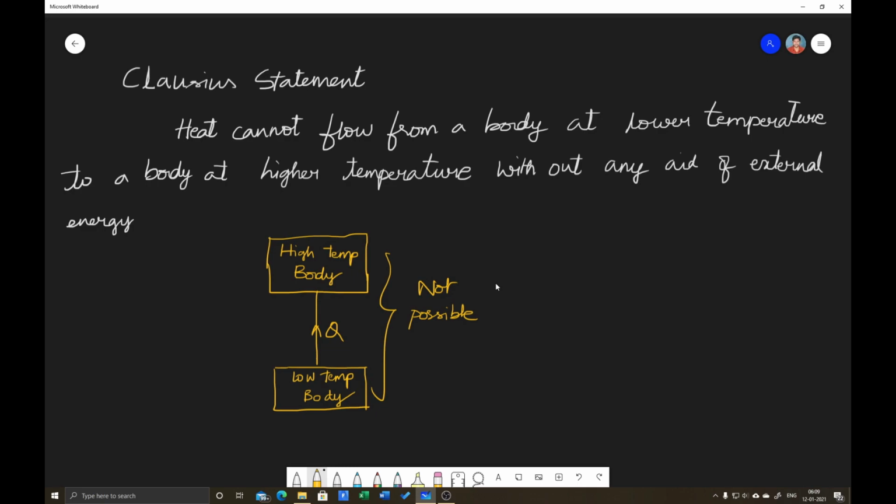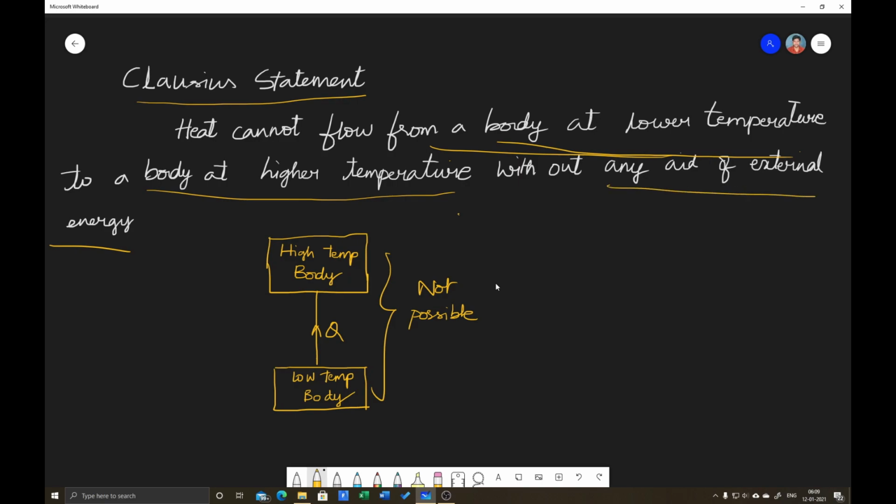We go to the second part of the second law, which is called the Clausius statement. The Clausius statement says that heat cannot flow from a body at lower temperature to a body at higher temperature without any aid of external energy. We know this part: heat always flows from a higher temperature body to a lower temperature body. So without any aid, that means if you give some aid, heat will transfer from a lower temperature to a higher temperature body. From this statement we get a refrigerator. We have seen a refrigerator.